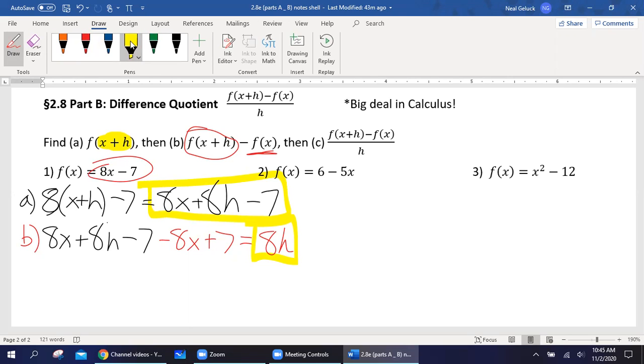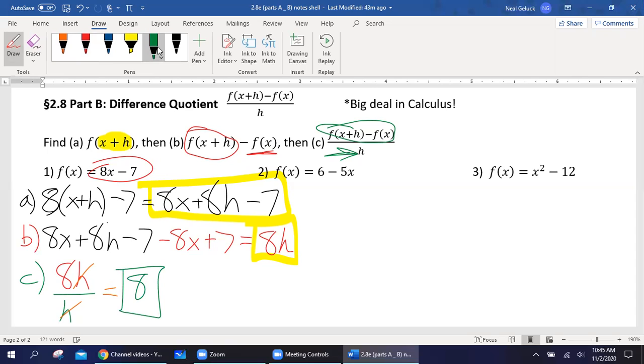Part C now says, okay, take it one step further. To finish the difference quotient, I have to take what I just found, which is 8h, and I have to divide that by h. So for part C, it's going to be that 8h I found divided by h. The h's cancel, and I'm left with 8. That's my difference quotient for number one.